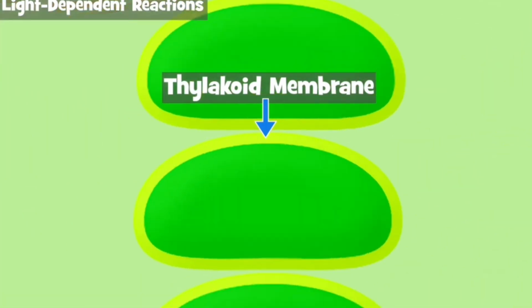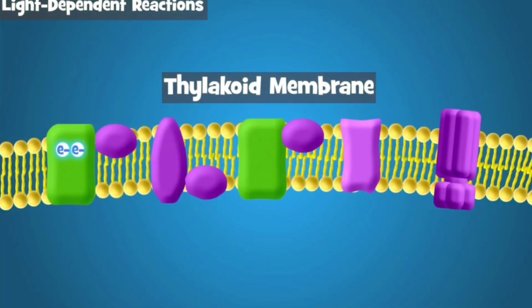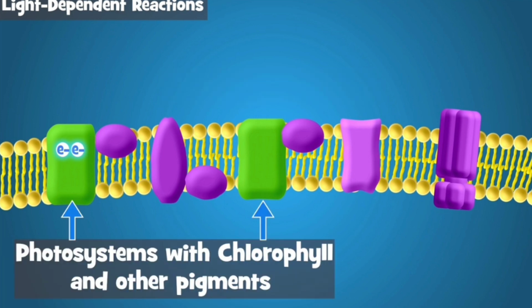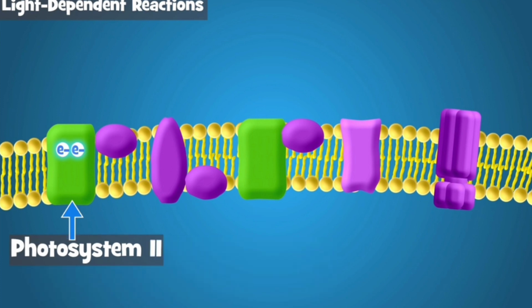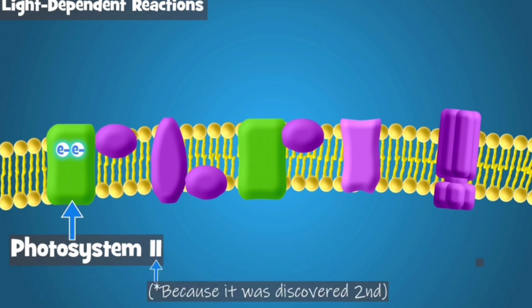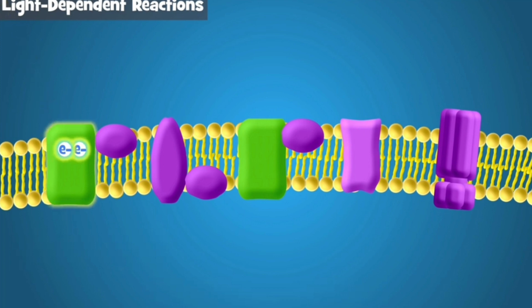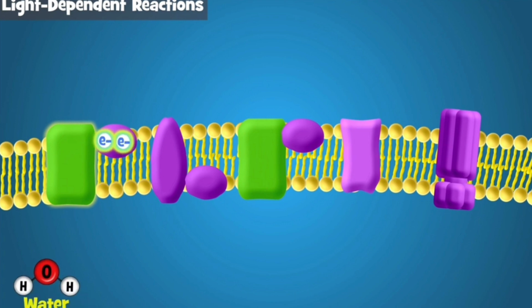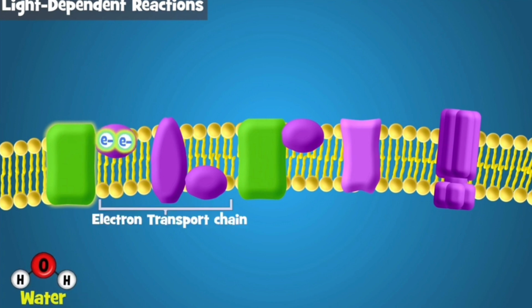Now let's zoom in on the thylakoid and focus on the thylakoid membrane. This is where pigments such as chlorophyll are found, where light gets absorbed. The pigments are arranged in clusters called photosystems. Let's start with photosystem 2. When photosystem 2 absorbs light, electrons in chlorophyll gain energy, or get excited, from the light. These excited electrons leave chlorophyll and move to something called an electron transport chain.